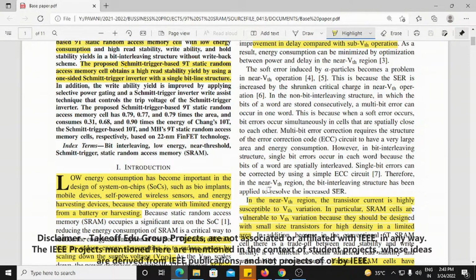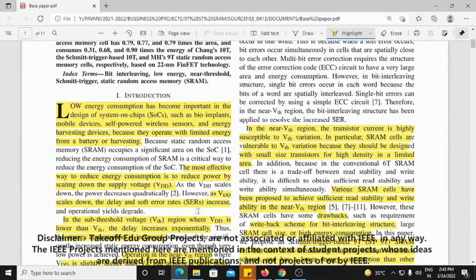There are many ways to reduce power or energy consumption. The most effective way is to reduce power by scaling down the voltage, even though the delay and soft error rates increase. The next approach is the subthreshold region. What does subthreshold mean? In subthreshold, VDD is lower than VTH. By that, the delay increases and energy consumption also increases. Because of this disadvantage, we are going to operate in near-VTH.